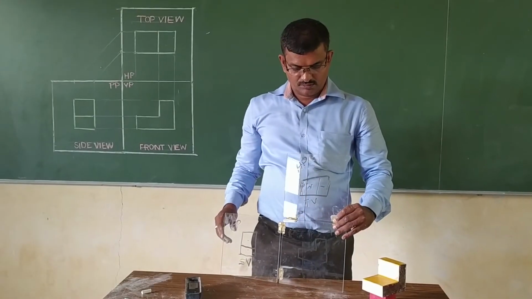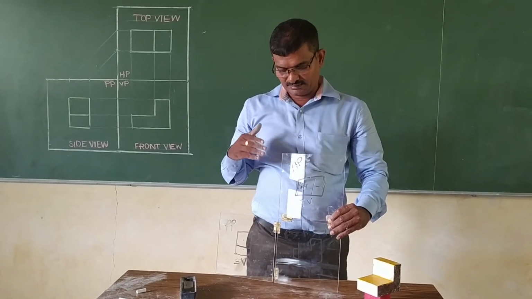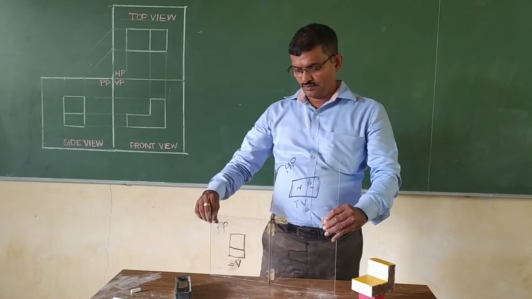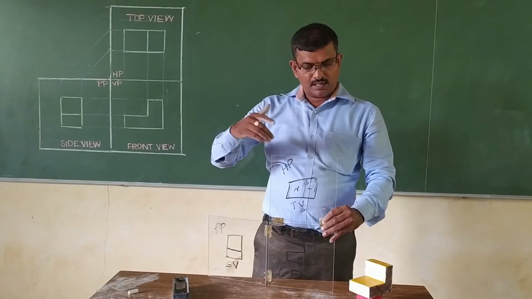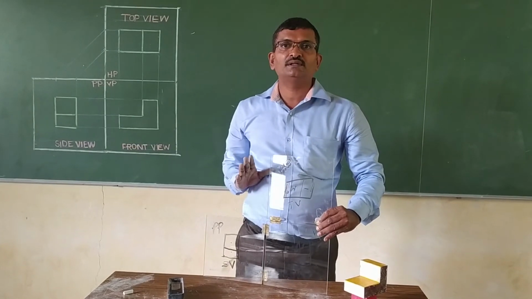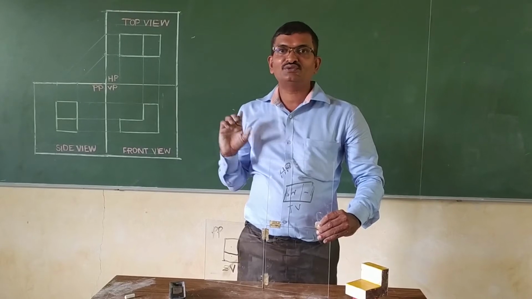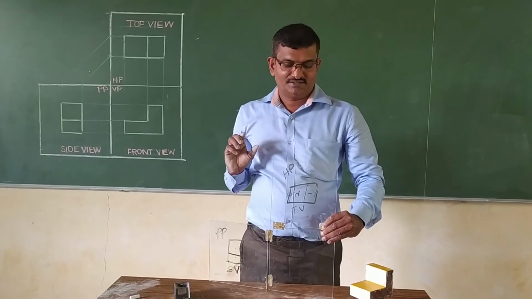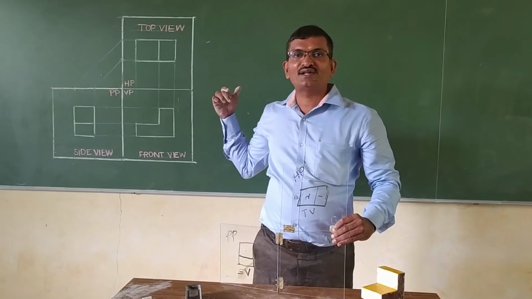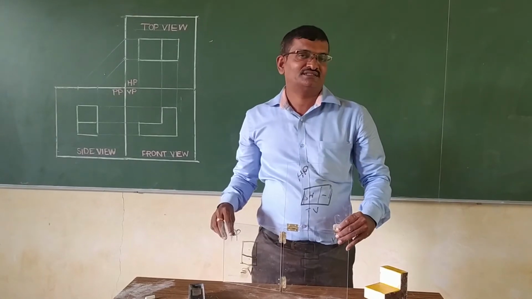See, when the two planes, PP and HP, are fully rotated, it forms like that. Now it becomes two-dimensional. Now it is easy to draw on the drawing sheet. So the three views of an object are shown on the two-dimensional drawing sheet, the 2D sheet.